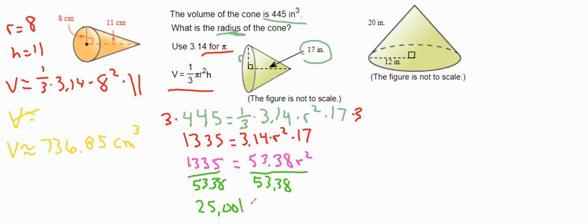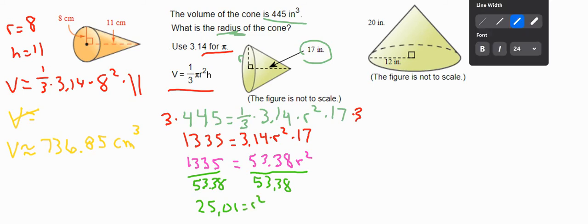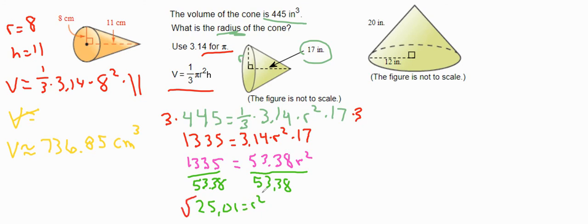25.01. And that's going to be r squared. And then we take the square root, and that's going to give us a really close answer to 5 there. So our radius is about equal to 5.